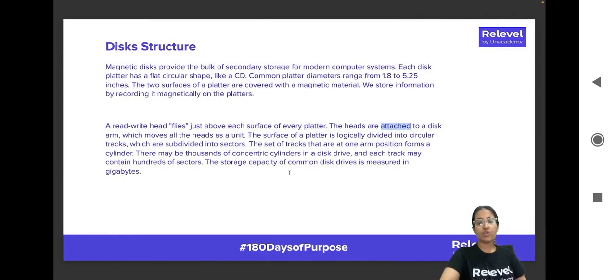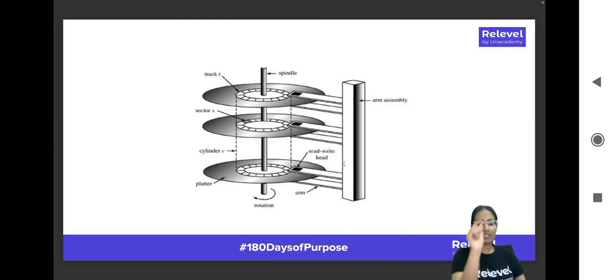Okay, and the storage capacity of common disk drives. What is the storage capacity of common disk drives? It is measured in gigabytes, and this would be your example. You can see there's a spindle which helps for the rotation of the platters. The cylinder is a structure formed like this. There is a track, and in that track we have several sectors, and we also have read-write heads which are at the very end of the arm, attached to the arm assembly. Okay, so that is what the idea is.